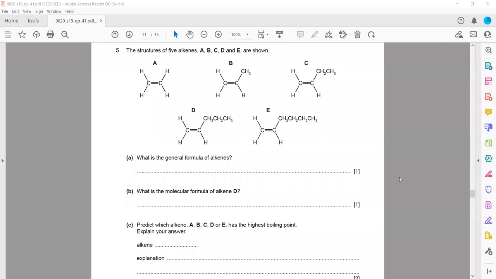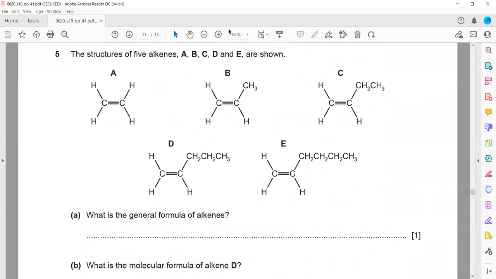So this one is the summer 19 paper, May June 2019 paper. I will do the organic chemistry question, as about 25% of this paper 4 is based on organic chemistry. The structures of 5 alkenes are shown, as you can see: A, B, C, D, and E. What is the general formula of alkene?